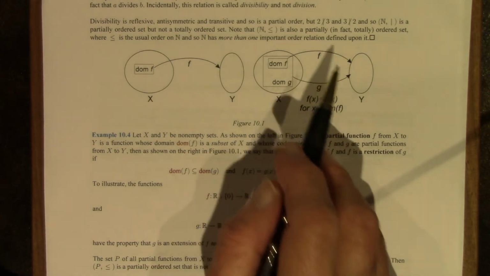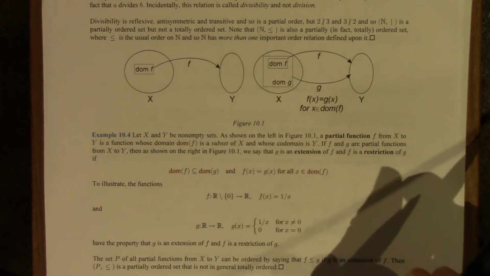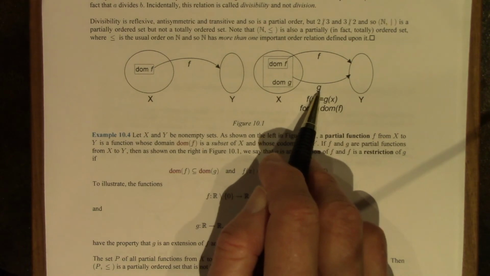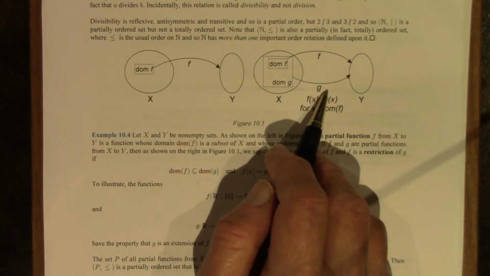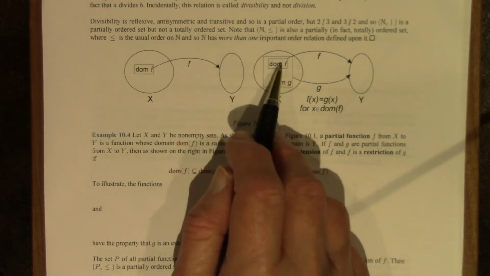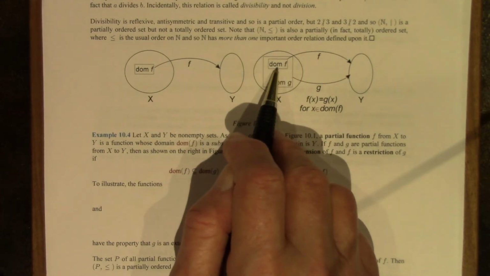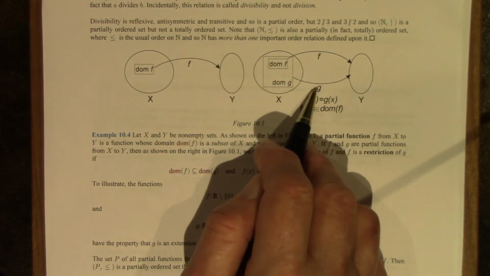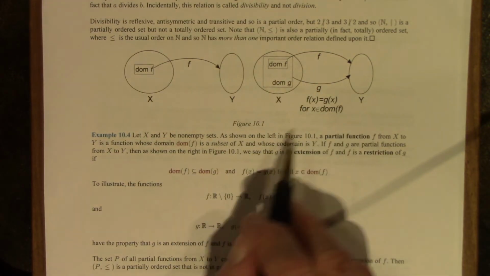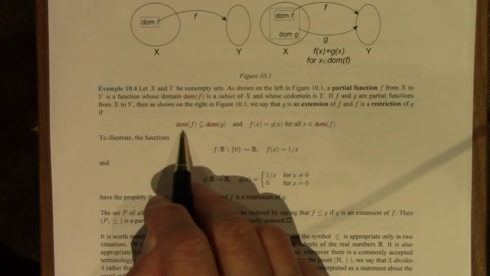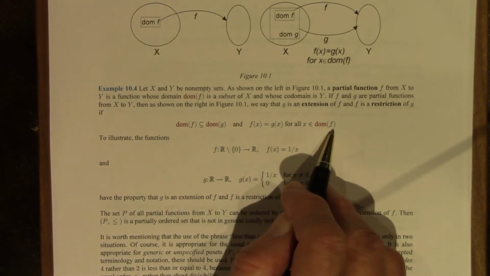Now if you look over here, if we have two partial functions, then we say that the function g is an extension of the function f, and f is a restriction of g if two things happen. The domain of f must be contained in the domain of g. And on the elements in the domain of f, the two functions give the same value. Obviously, they can't outside the domain of f because f isn't even defined. So this is what the symbols look like. Domain of f is contained in the domain of g, and f of x equals g of x for all x in the smaller domain, domain of f.